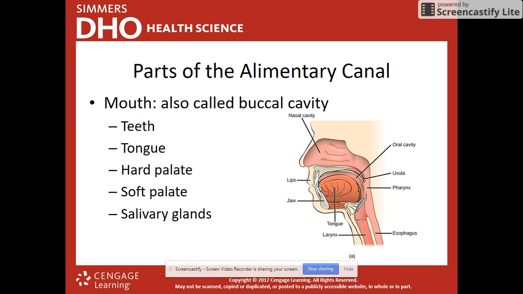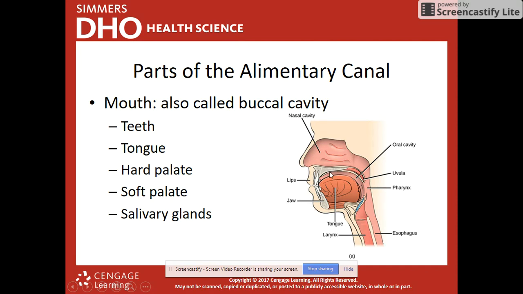So looking at the mouth itself, it is also known as the buccal cavity. It houses the teeth and the tongue. We have the hard and soft palate, and then we have the salivary glands. So looking at the mouth from the side, obviously we have our lips and we have our teeth here, and this is the tongue, and then this is the inside of your mouth going back down into your throat here. So obviously the teeth are going to physically break down the food. The tongue is going to help us to swallow, to get it back to the back of our throat so that we can digest it.